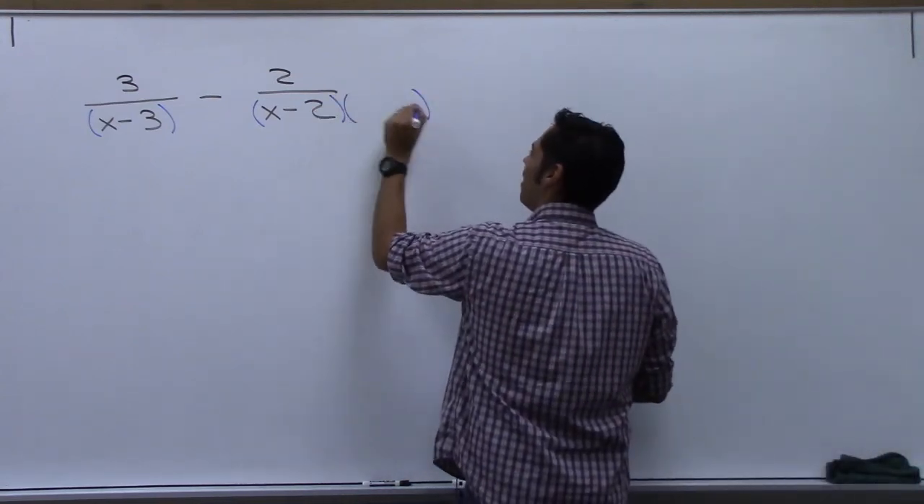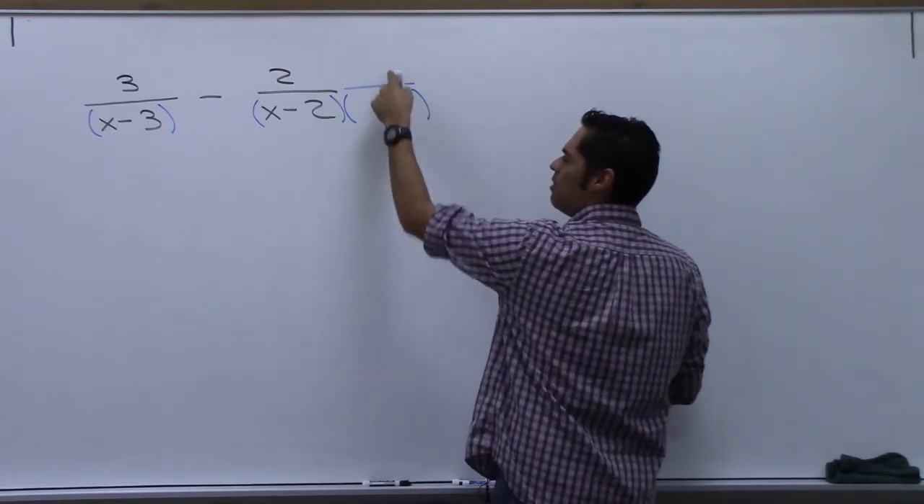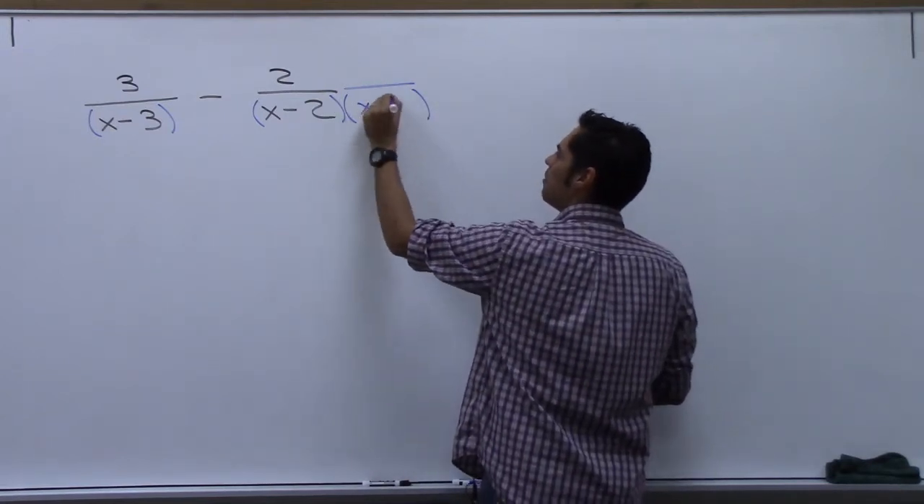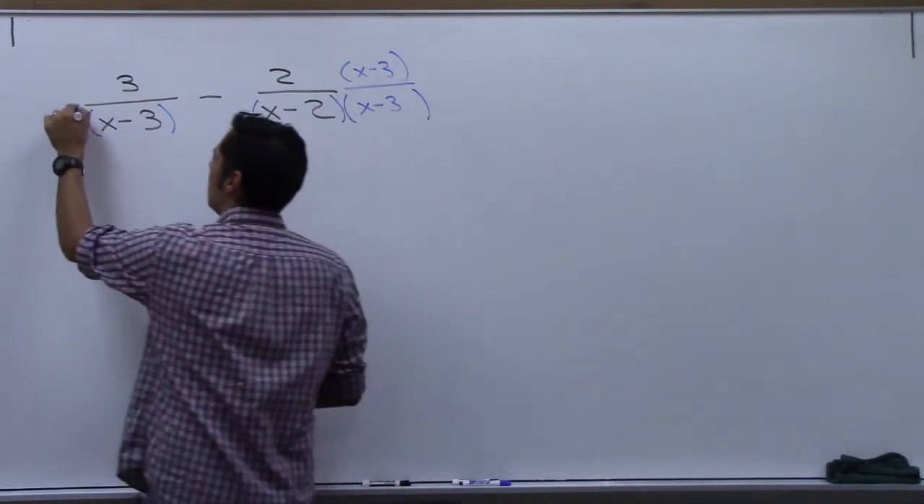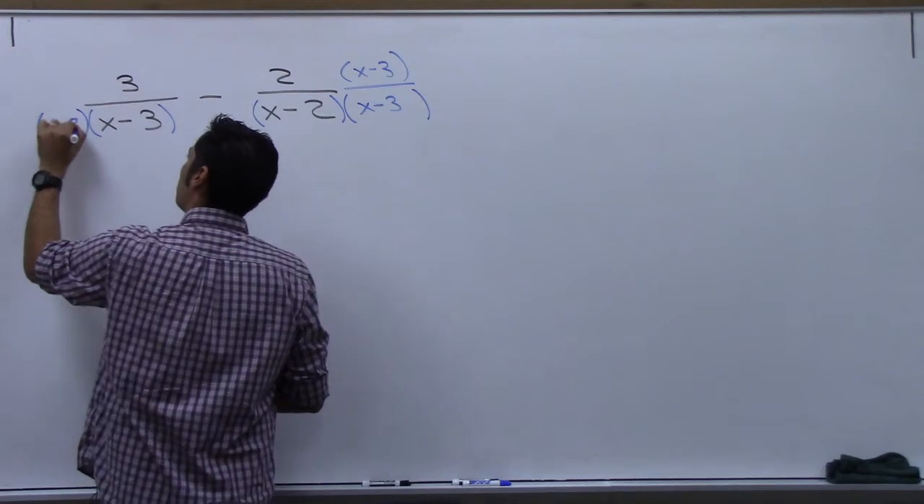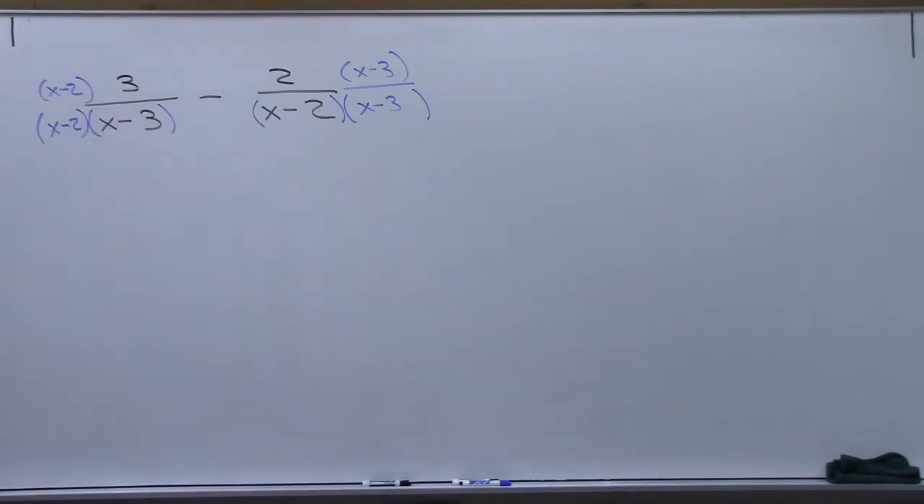we will get a common denominator, which would be what? What do I need on this one? It's going to be x minus 3 on the top and on the bottom, and then I do the same on this one, but x minus 2. This should not be news, right? This is something we've all done.